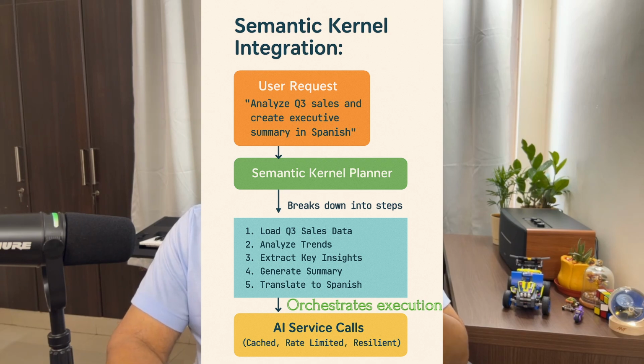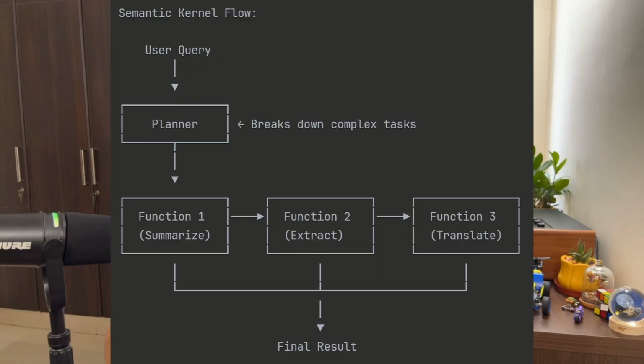Now here comes the Semantic Kernel integration part. I'm showing you a diagram which is the architecture for the Semantic Kernel flow, where the user query comes to the planner tasks. Before coming to it, let me tell you that Semantic Kernel is the Microsoft framework for AI orchestration. It allows me and you to chain multiple AI operations. In my case, using this Semantic Kernel, I have chained multiple AI operations.